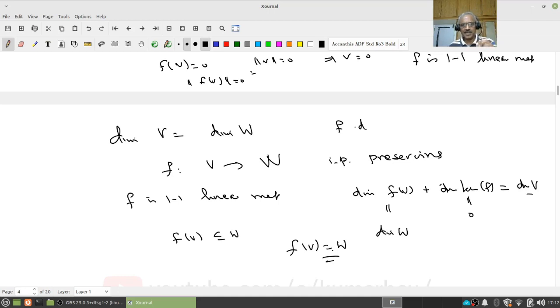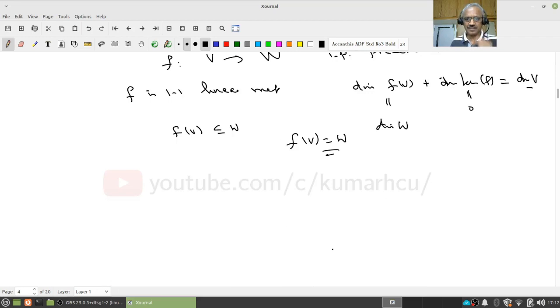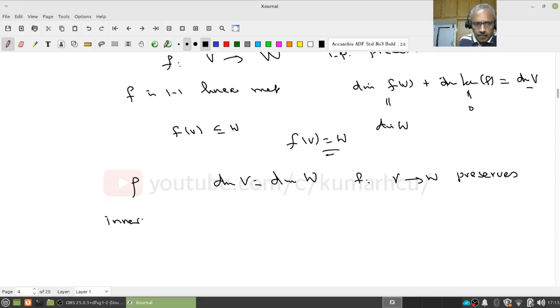Okay, you see that? I again go back to the same thing. Whenever something happens, I simply don't say f is onto. How did I prove it? I go through the proof in mind. Okay, this is it. So, what have we concluded? If dimension of V equals dimension of W and f preserves inner product, then f is a linear isomorphism also. It is onto. Okay, this is a corollary we got.